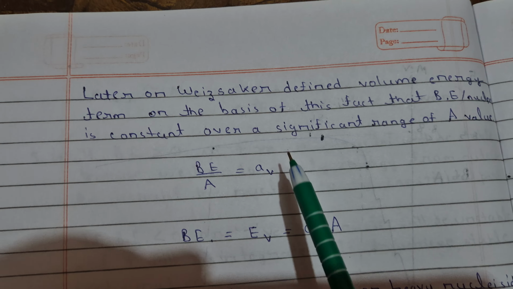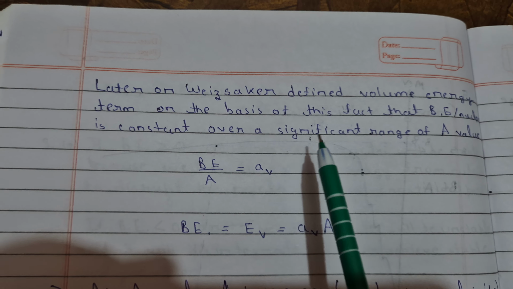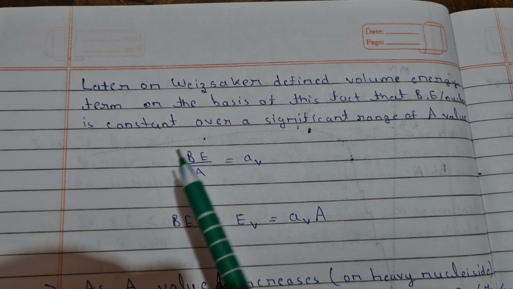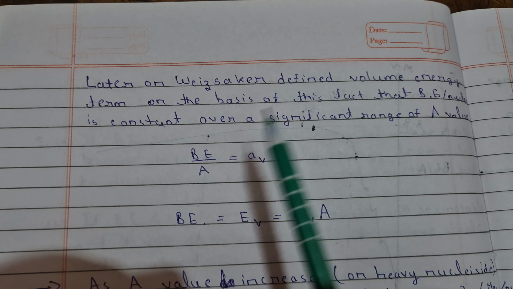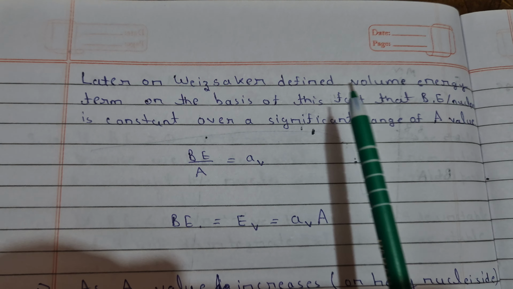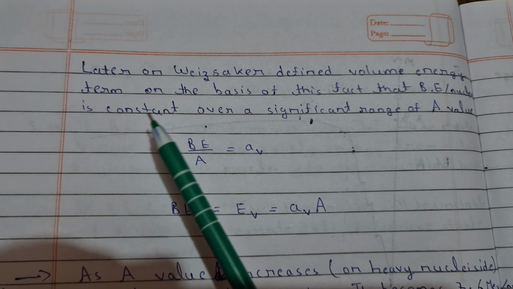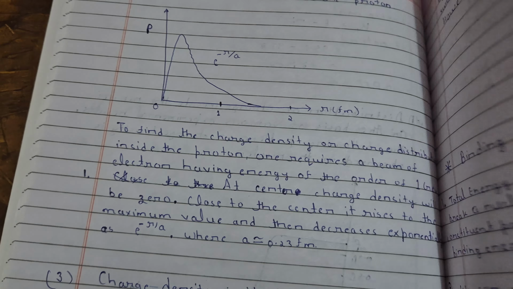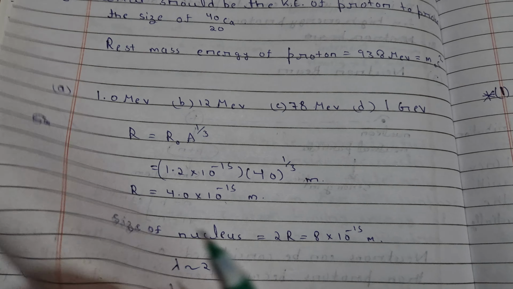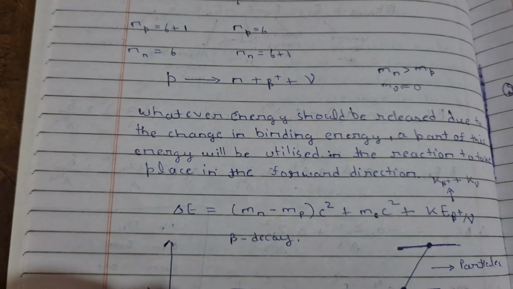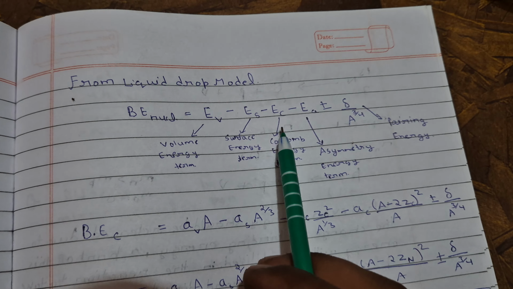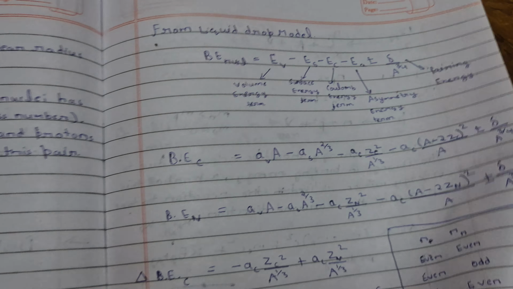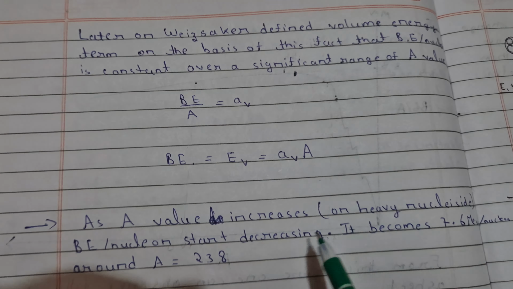Later on, Weizsäcker defined the volume energy term. This Weizsäcker formula we will study in the liquid drop model, how we define the binding energy, and that is called the semi-empirical mass formula. So Weizsäcker defined the volume energy term, as we have already seen here. Previously we have seen this formula for the binding energy. This volume energy term is given by Weizsäcker for the binding energy, and these are the correction terms. We'll see how they come in the liquid drop model.